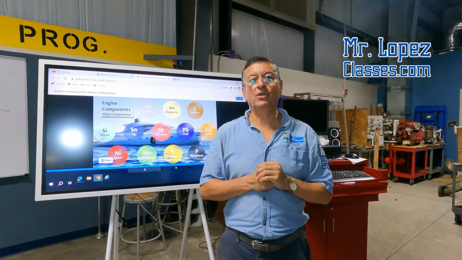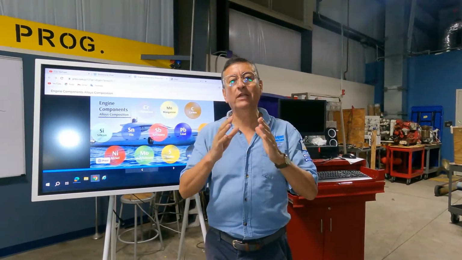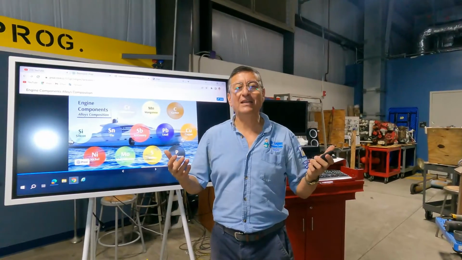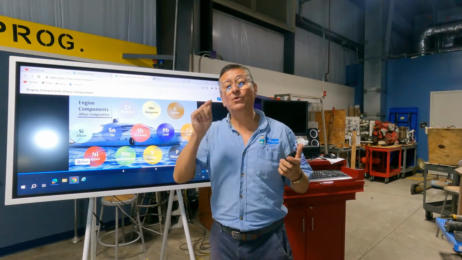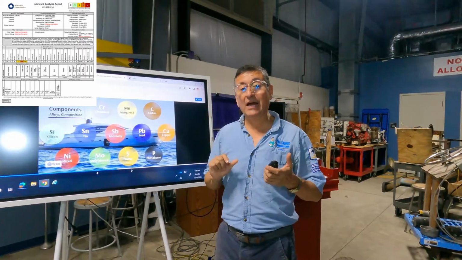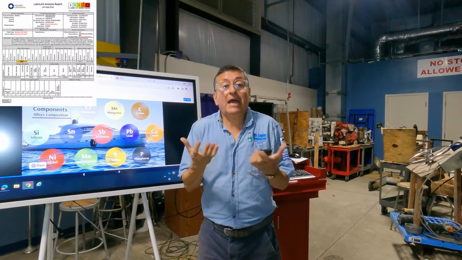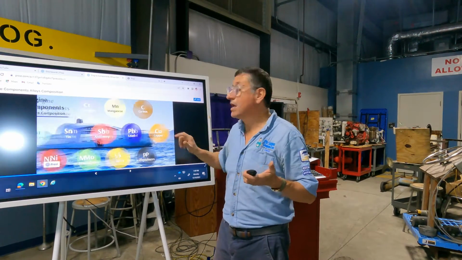Today we are going to continue with the analysis of the oil sample. And now we are going to analyze another important element when you receive the report of the oil sample and you try to analyze the element with high content. We are going to check copper.